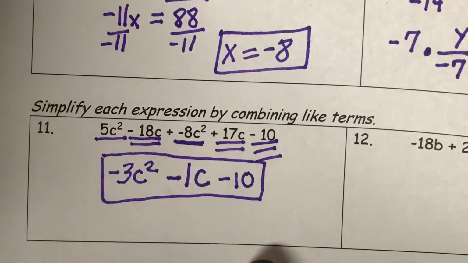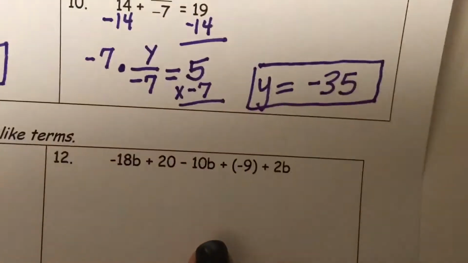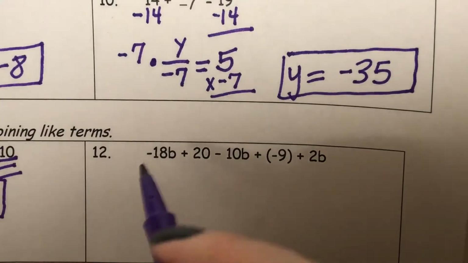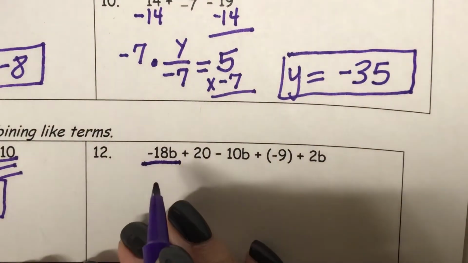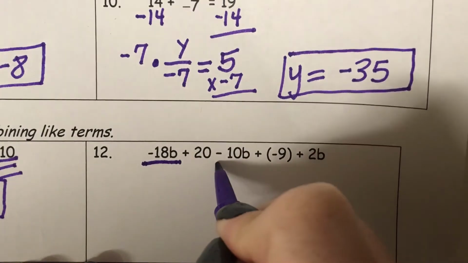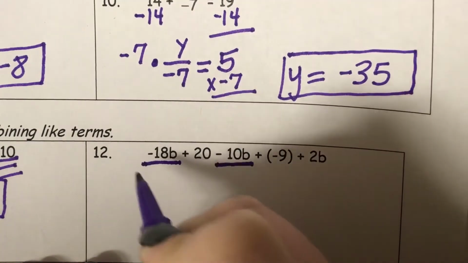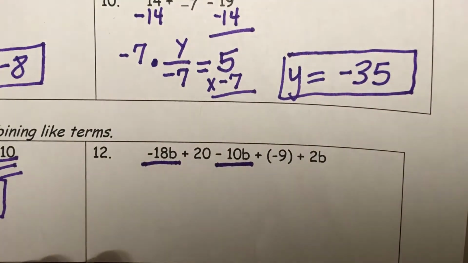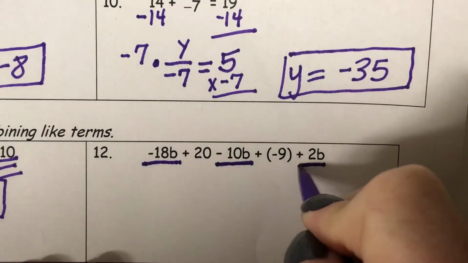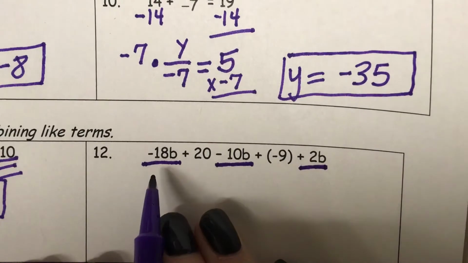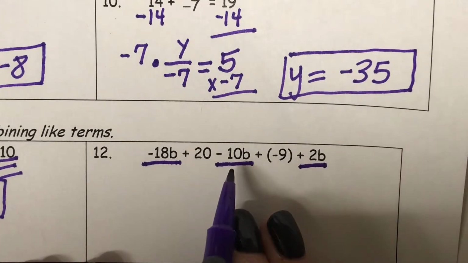All right, number 12. Find something that has a b. Okay, so we have negative 18b and negative 10b. Since they are both negative, we can combine them. There is also a positive 2b. So negative 18b plus negative 10b is going to give us negative 28b.